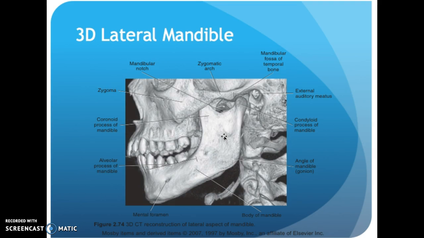This is a CT 3D. We have mandibular notch with your zygomatic arch. Here is your mandibular fossa of your temporal bone, your EAM there, condyloid process of your mandible, gonion, body, mental foramen. Here's your vellar process of your mandible, coronoid process of your mandible. This is your zygoma there.